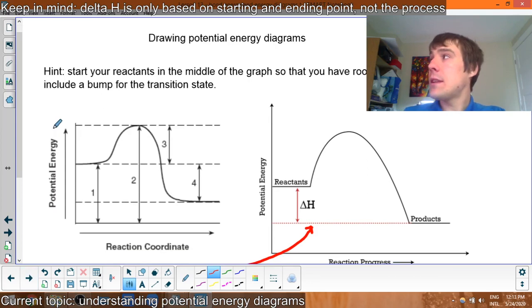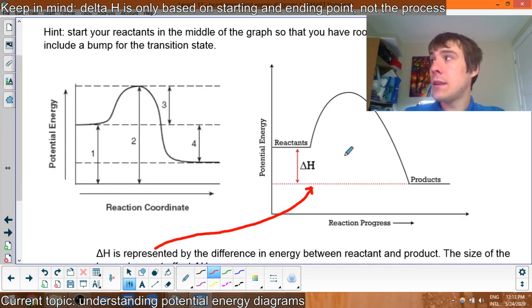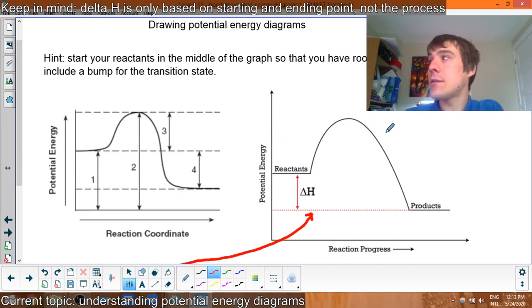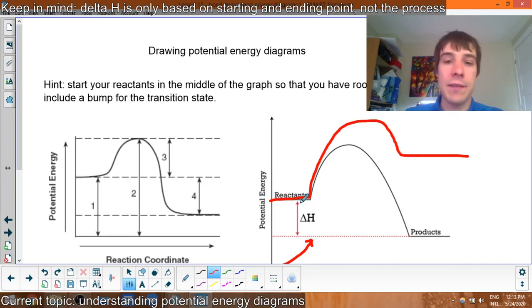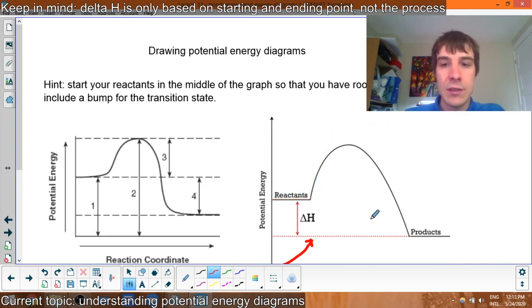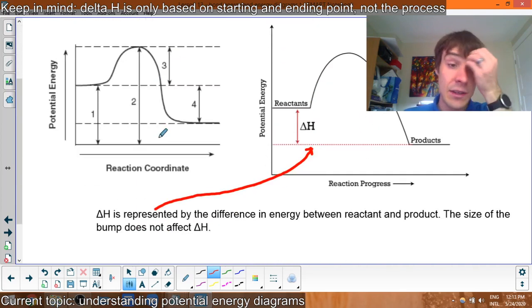To draw these things, one good hint is to start the reactants in the middle. That way you have room to go down or to go up. This is an exothermic reaction, right? The products are lower and the delta H is here. If it was endothermic, you could still have a bump, you just end up higher. So this is why starting in the middle helps. You can go up or down to show an endothermic or an exothermic reaction.